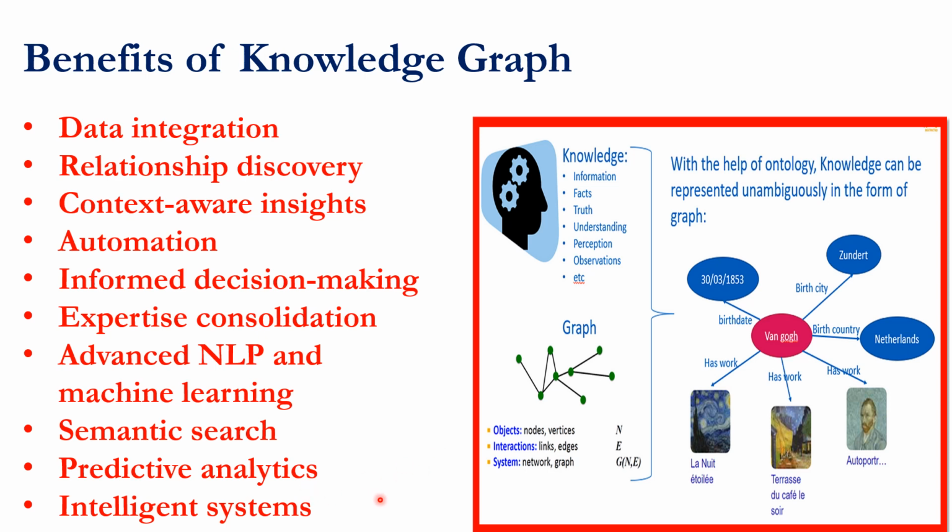Then intelligent systems, where it provides a foundational layer of knowledge for building intelligent systems such as chatbots, virtual assistants, and expert systems. These benefits arise from the ability of knowledge graphs to represent and analyze relations between entities, which makes them easier to understand, analyze, and automate tasks.